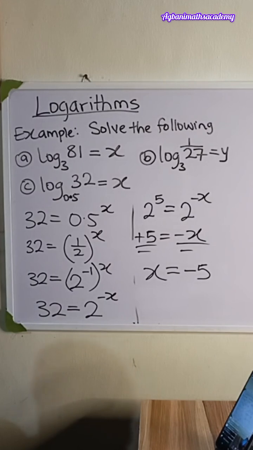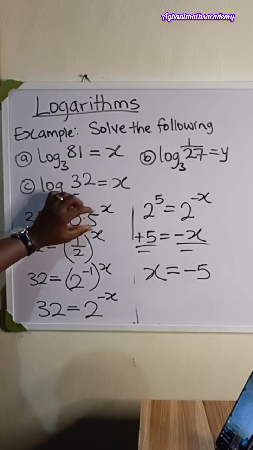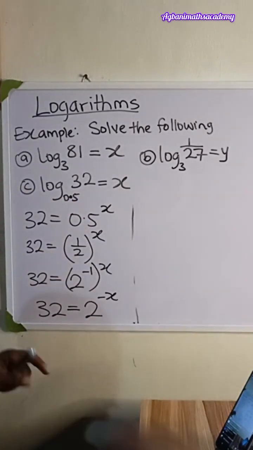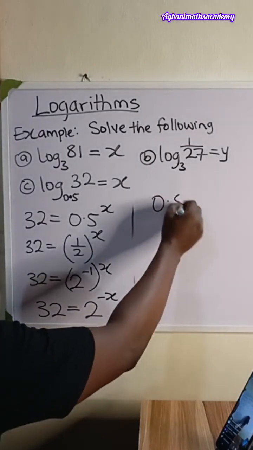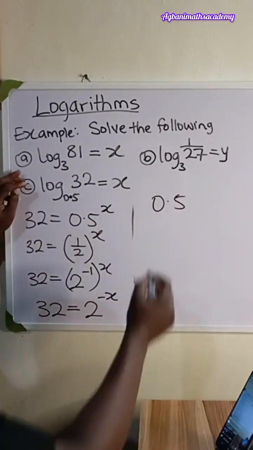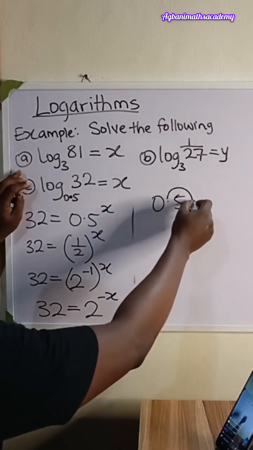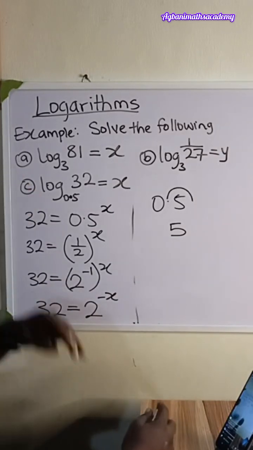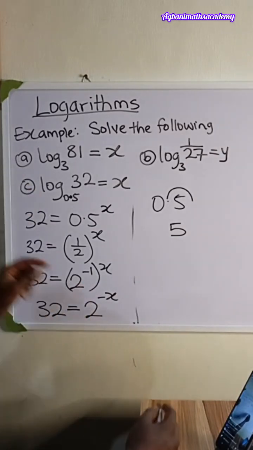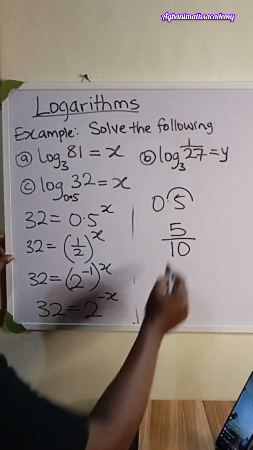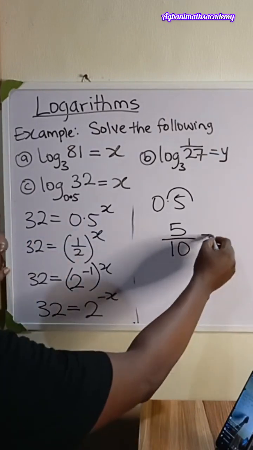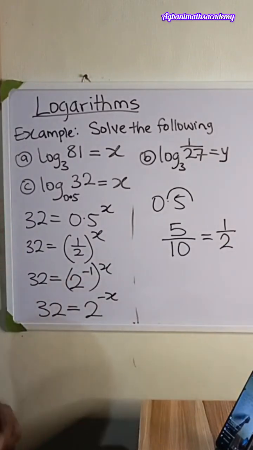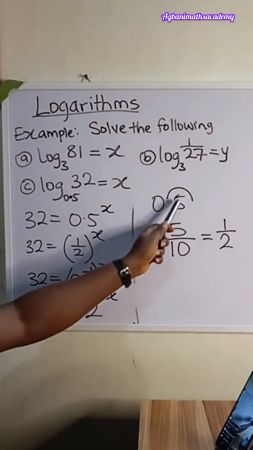Someone asks, how do I get 1 over 2? Okay, 0.5 is a decimal. We converted from decimal to fraction, 0.5. If you want to convert the decimal to a fraction, we move the decimal point to the end. Now we have 5. But since we moved the decimal point one time, we are going to divide by 10. So now we have 5 over 10. If you divide both sides by 5, you're going to have 1 over 2. So that's how we got 1 over 2, 0.5 as 1 over 2.